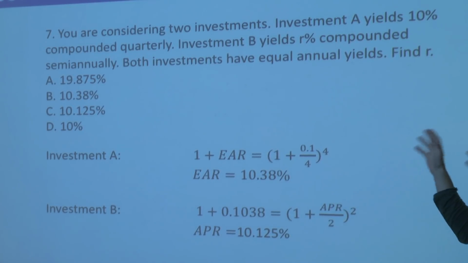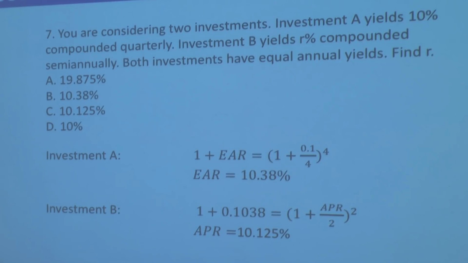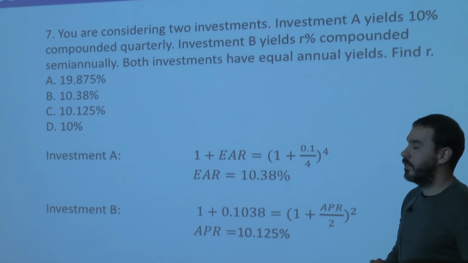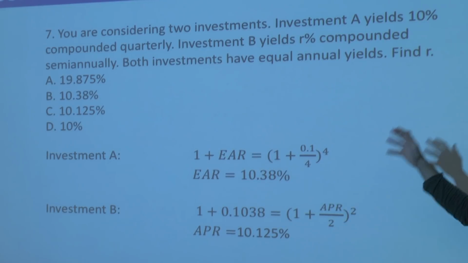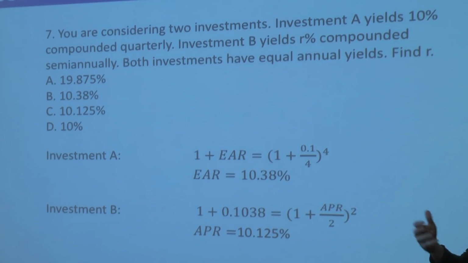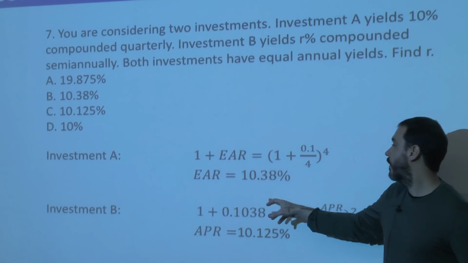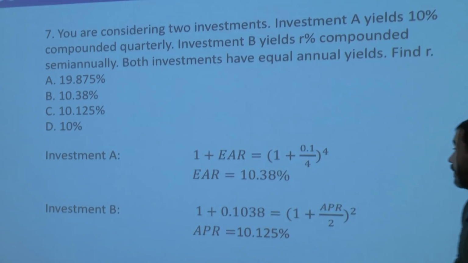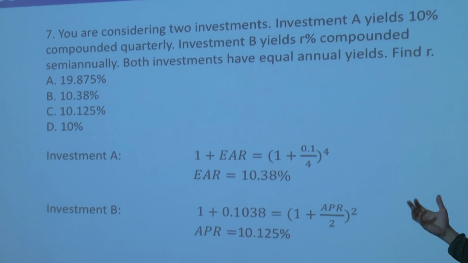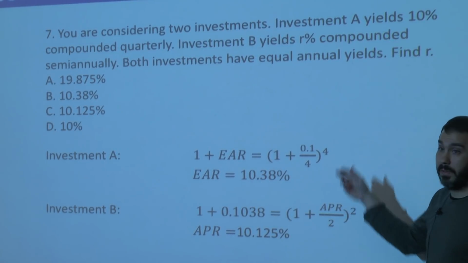What does it mean that these two investments have the same EAR from an investment perspective? It means that investing in these two vehicles would give you the same return. At the end of the year, you would see the same amount of money. Your return is 10.38% for both of them. So as investments, they give you the same return.